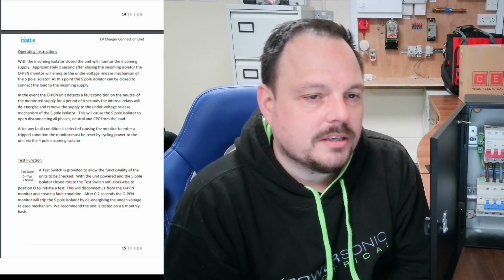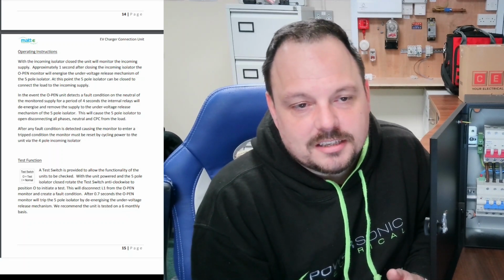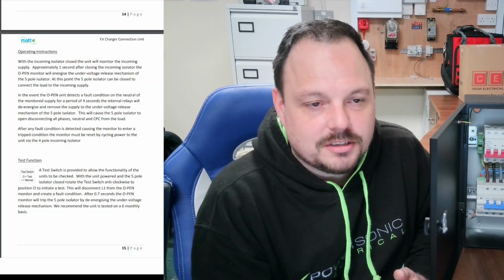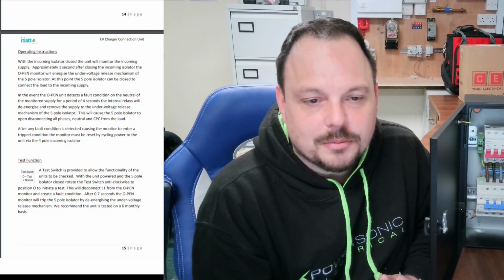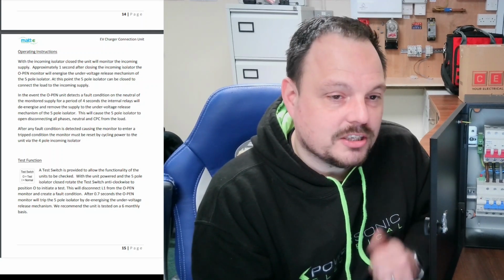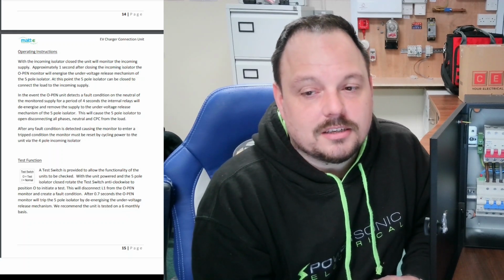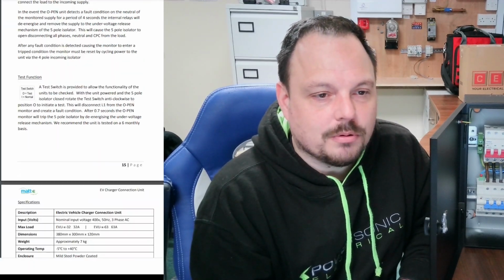In the event the open unit detects a fault condition on the neutral of the monitored supply for a period of 4 seconds, the internal relays will de-energize and remove the supply to the under voltage release mechanism of the four pole isolator. And this will cause the five pole isolator to open, disconnecting all phases, neutral and CPC, from the load. After any fault condition detected, causing the monitor to enter a trip condition, the monitor must be reset by cycling the power to the unit via the four-pole incoming isolator. So you can't just start resetting it, you have to actually switch it on and off. And that's after making an assessment of what might have caused it to operate in the first place.